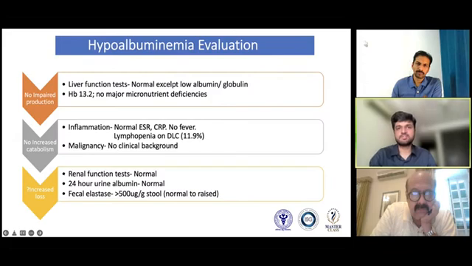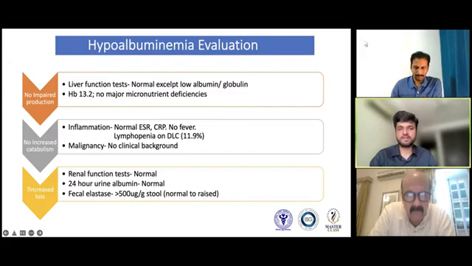The liver function tests were essentially normal except for low albumin and globulin. Hemoglobin was normal. There were no major micronutrient deficiencies. There was no increased catabolism, there was no inflammation as such. There was only lymphopenia on the DLC, and the total leukocyte count was normal. There was no clinical background that suggested a malignancy.